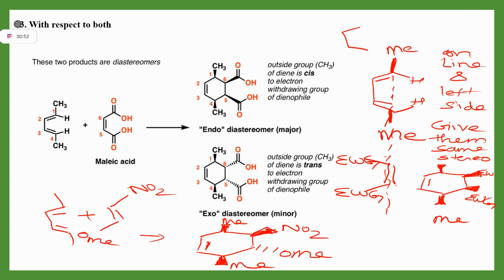Because when we keep these two groups trans to each other, among NO2 and OMe, we will keep the electron withdrawing group inside. Why? Due to secondary orbital interaction. The electron withdrawing group should be inside of your diene. For understanding purposes, I have drawn this diene below. Otherwise, you can imagine here that your diene is here, and this is your endo approach. Electron withdrawing groups are here. Understood? Shall we move on to problems? Yes. Okay, good.